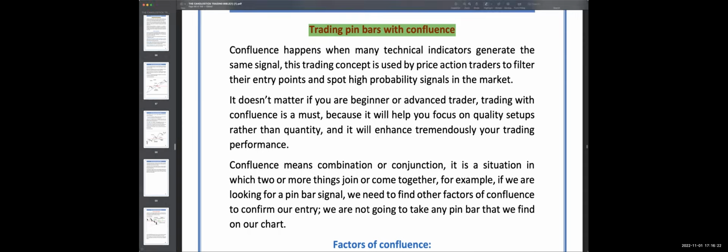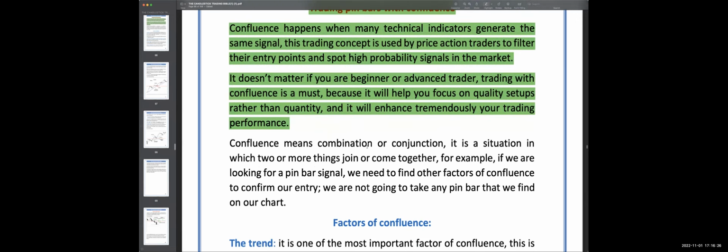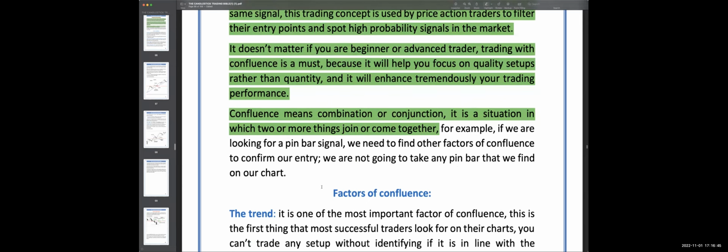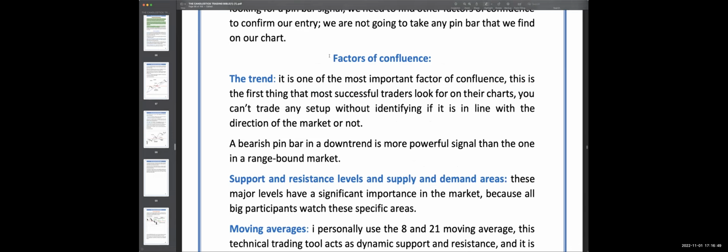So everything here is just something which must be highlighted. Confluence means combination or conjunction. It is a situation in which two or more things join or come together. For example, if we are looking for a pin bar signal, we need to find other factors of confluence to confirm our entry. We are not going to take any pin bar that we find on the chart. So these are the main factors which we need to look at.